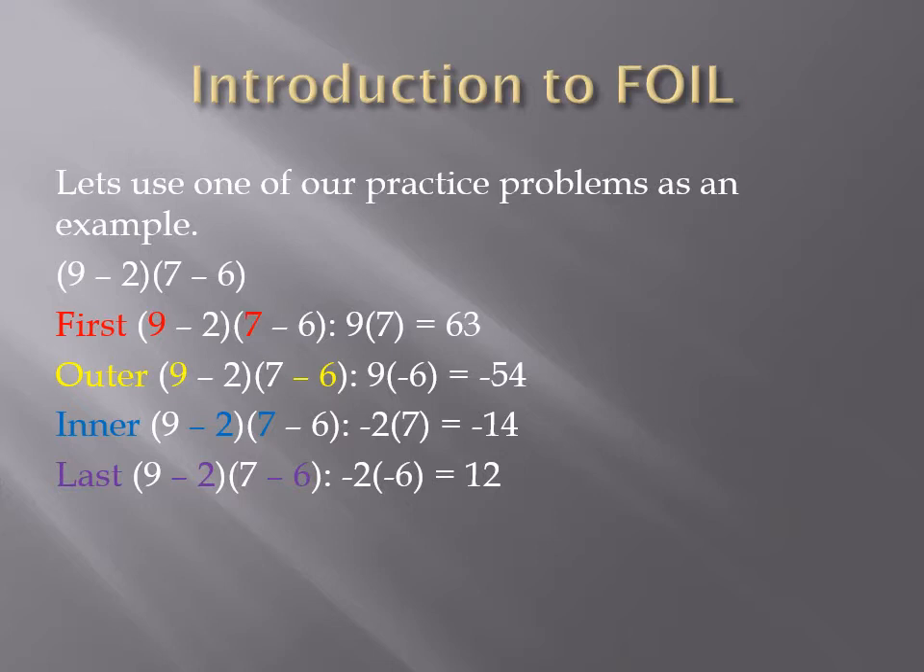So the next thing we need to do is add them all together. We get 63 minus 54 minus 14 plus 12, which is equal to 7. Which, as you recall from our warm-up exercises, 7 was the exact same answer we got for this problem before.